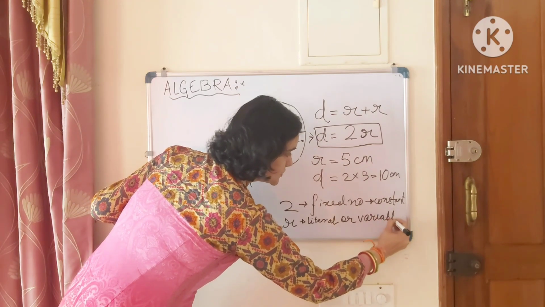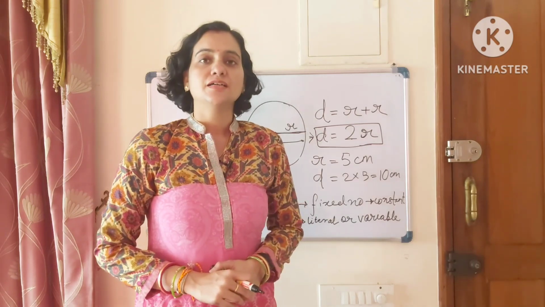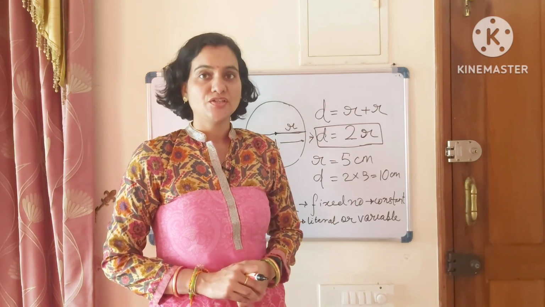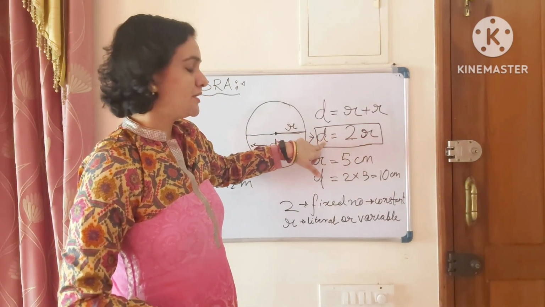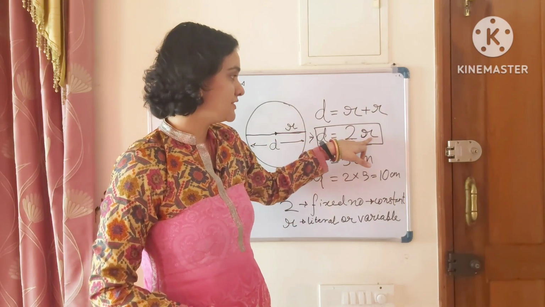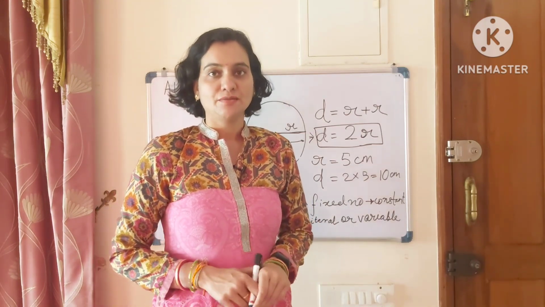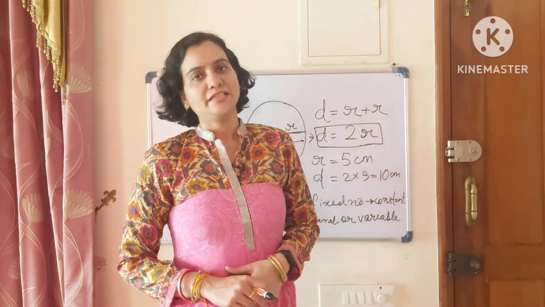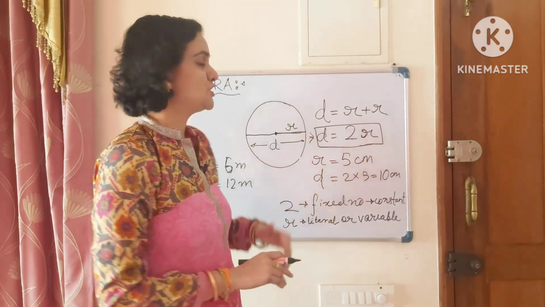So d equal to 2r gives us a perfect example of an algebraic equation where the value r changes and accordingly the diameter of the circle will change, and this 2 which is multiplied with the radius remains the same throughout, right? The value remains the same throughout. So 2 is called constant and r is called literal or variable. Generally we call it variable. So this is one example of an algebraic equation.